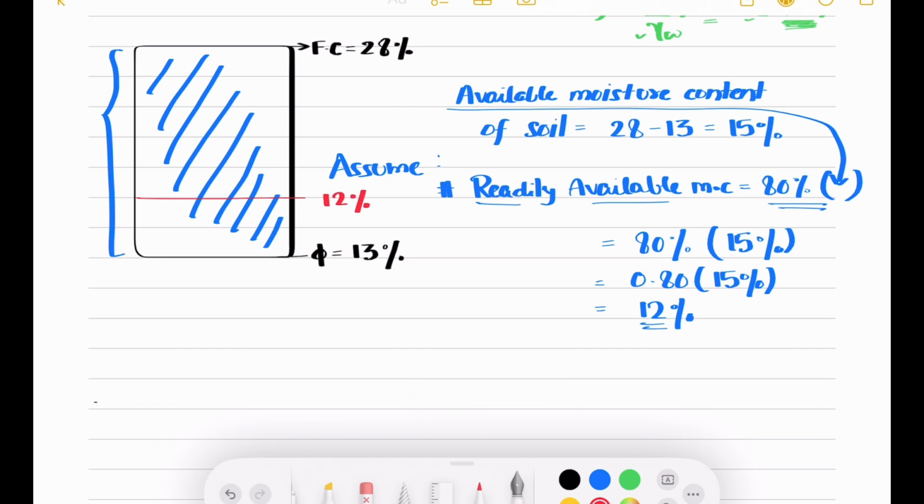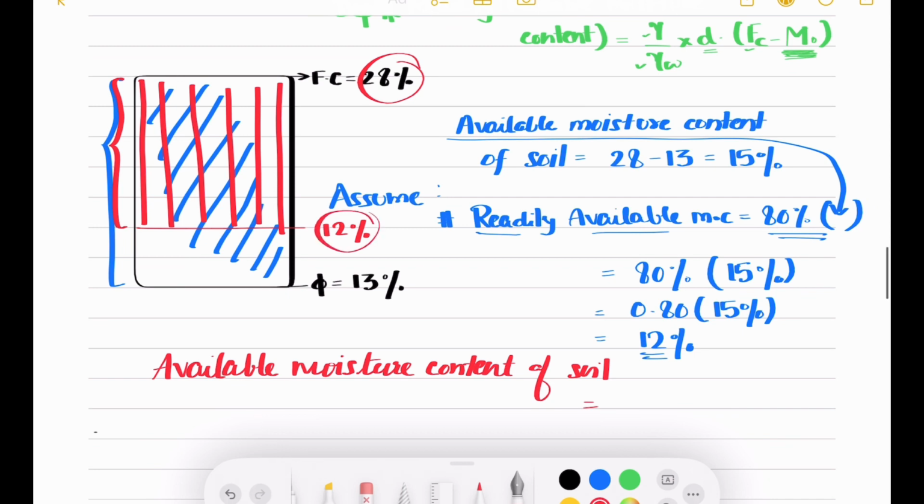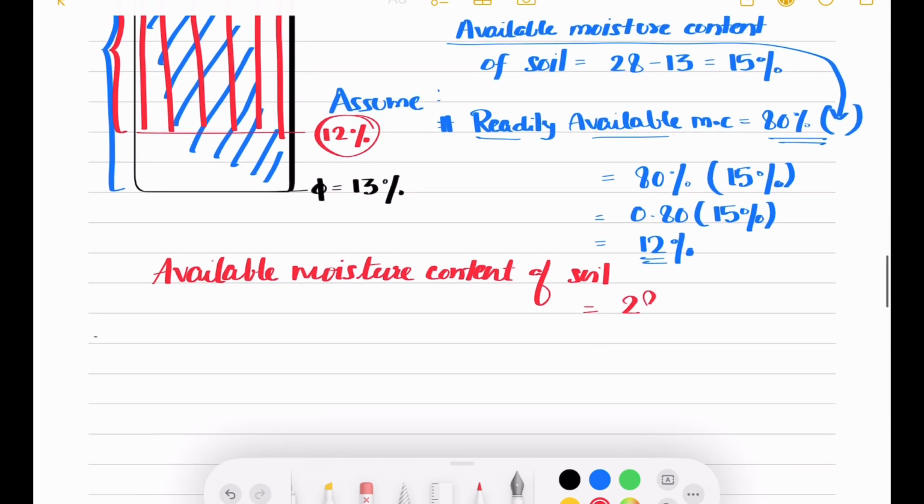All right. So what is the optimum moisture content level? What is the total depth of optimum moisture content available in the soil? The available moisture content of soil will be 28 minus 12. So that will be equal to 16%.